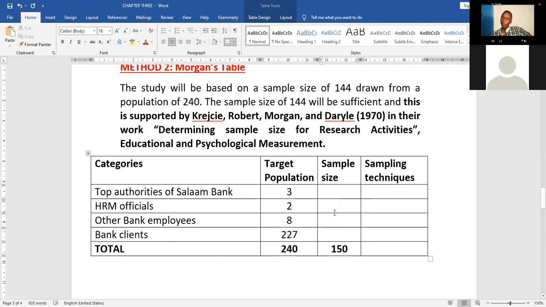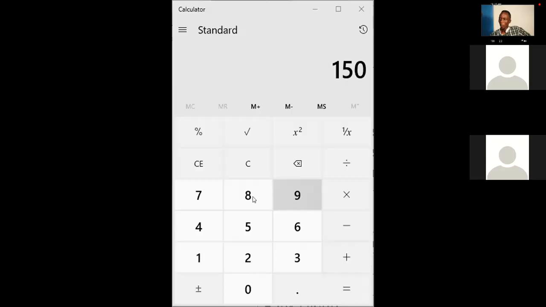So those are the methods that you are supposed to go through whenever you are getting the individual sample sizes. So how do you do that? Let me bring my calculator here, and then I show you. We are going to get 3, divide by 240. The answer is that, multiply by 150. The answer is 1.8. When you round off, it becomes 2.